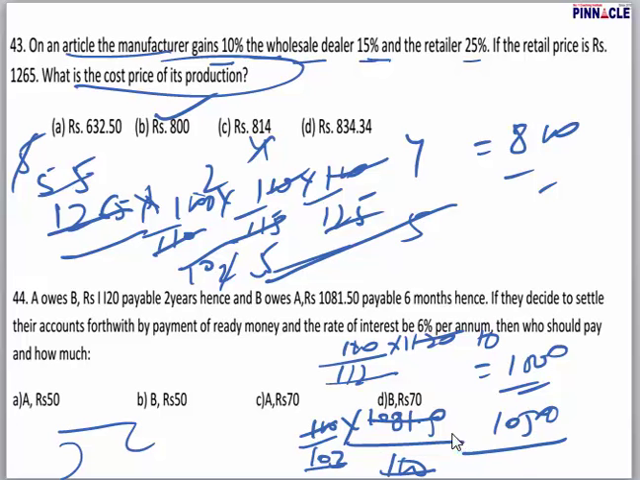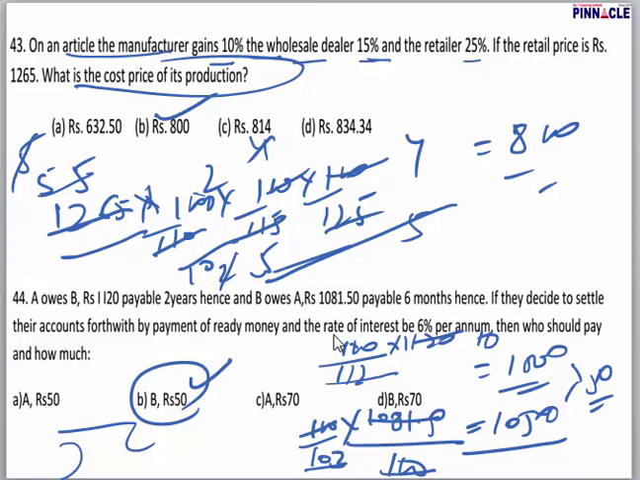Otherwise you calculate it if you do not like such calculation. 1050 here is the present value, and here it is 1000 rupees. It means B will pay A 50 rupees. The difference is 50 rupees. B will pay rupees 50. It means B is the answer in this case.